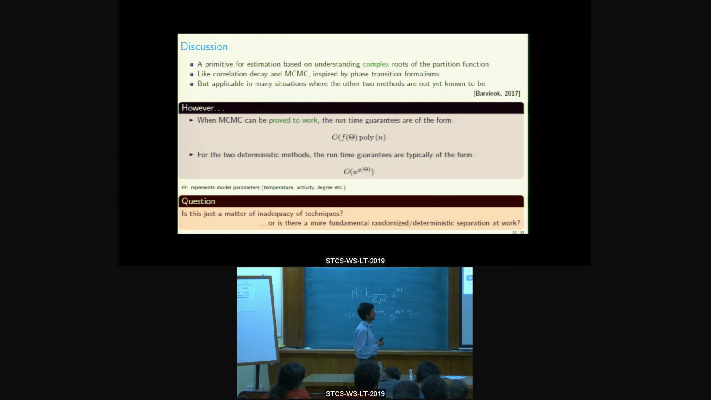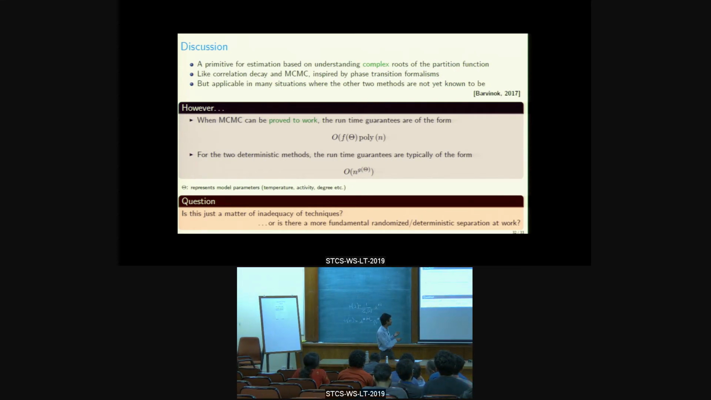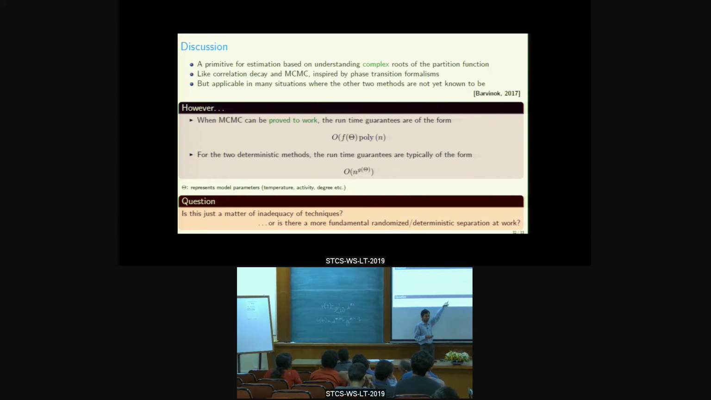But there is a catch, and this is something that I was hiding all through. When you can prove that MCMC works, the techniques for proving that Markov chain Monte Carlo works are usually such that once you have done with your proof, the runtime guarantee you get looks like a polynomial in n, where n is the number of nodes in the graph, times some function of the parameters of the model. Whereas for these methods, both correlation decay and zeros of polynomials, the runtime looks like n raised to some function of the parameter.